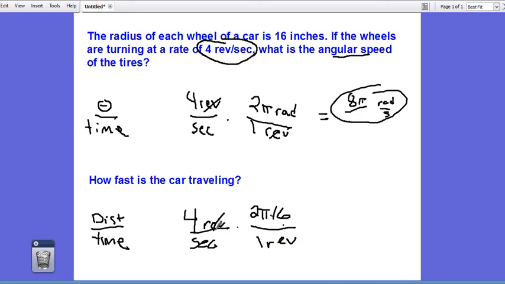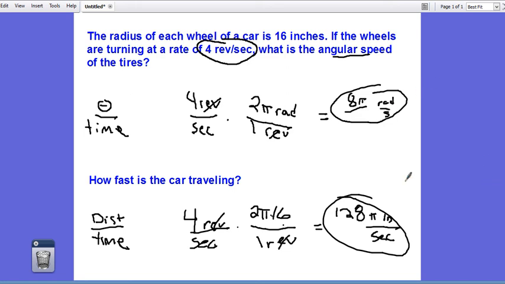Again, your revolution units cancel. 16 inches, so now we're going 32 times 4. What is that? 128 pi inches per second. That does sound like a linear speed. Again, see if your teacher wants you to convert this to decimal or not. Definitely include your units. We have an angular speed of radians per second and a linear speed of inches per second.